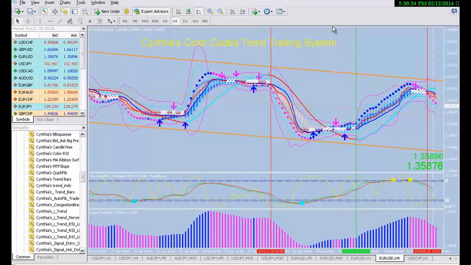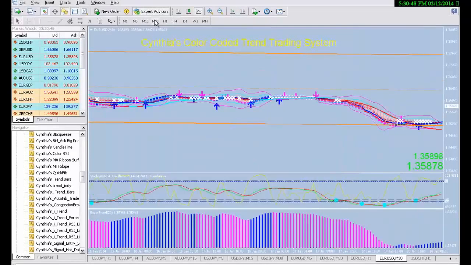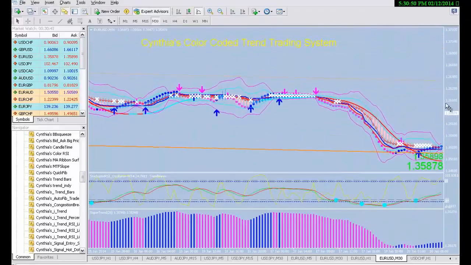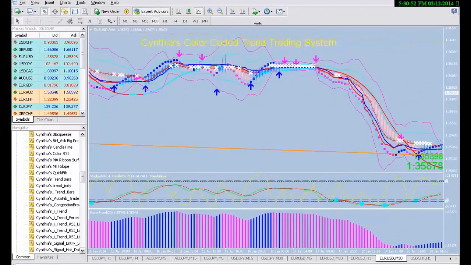This is the 4-hour chart. It's a great way for beginners to learn how to trade. It's great for busy people. And what you can do is, I like the 30-minute chart myself. So you can jump down to the 30-minute chart and look at the trend and look at the entries.